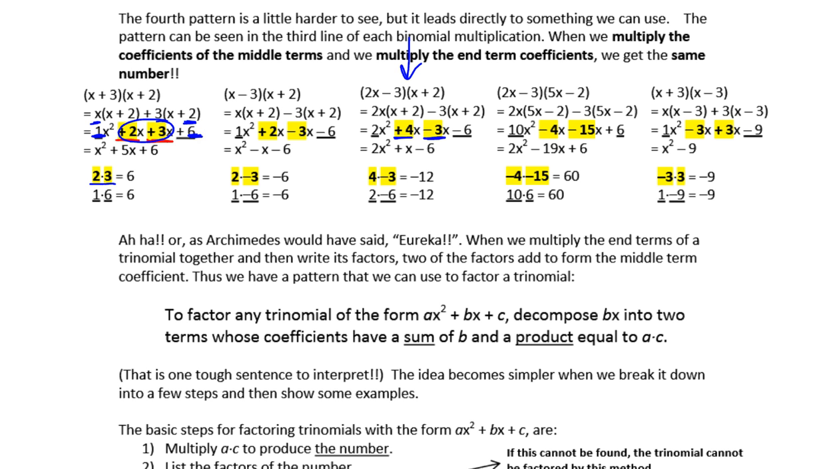-12, right? Well, look at this number up front. 2 times -6, that's also -12. You guys see that? All right, let's look at this one too. -4 times -15, that's going to equal +60, right? Well, it turns out 10 times 6, that also equals +60. So that's a pattern that we're going to utilize here in a second. Okay, so that's the gist of it.